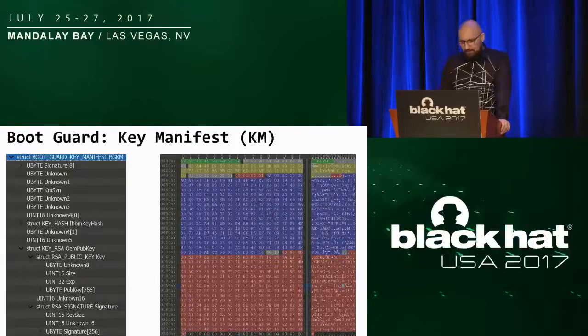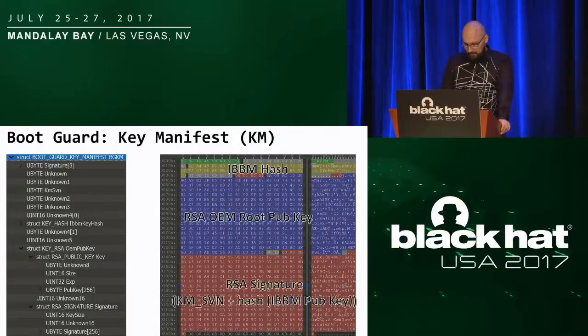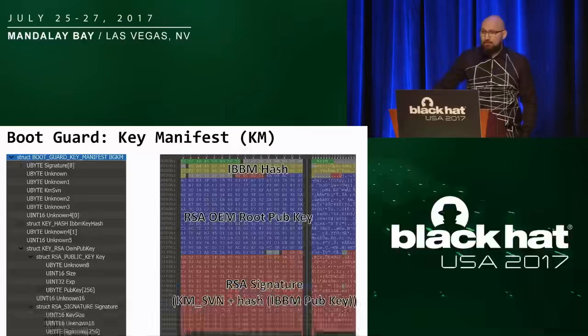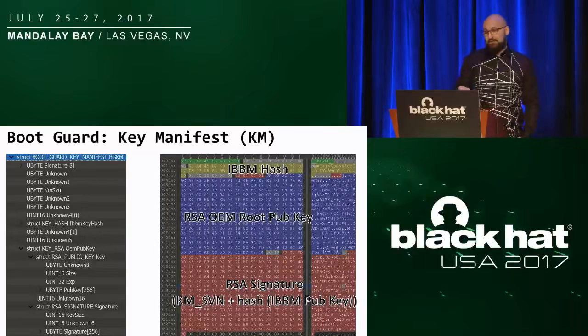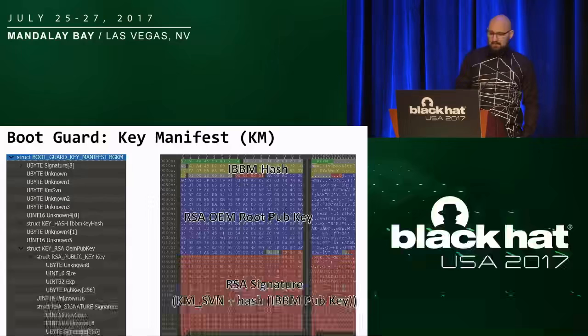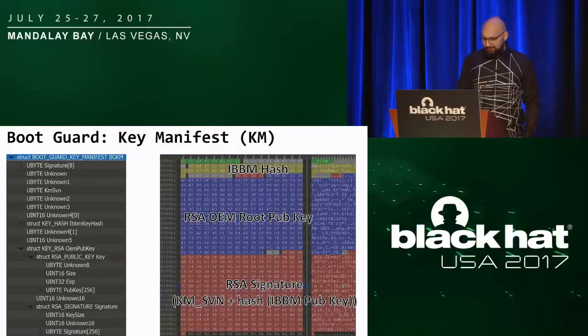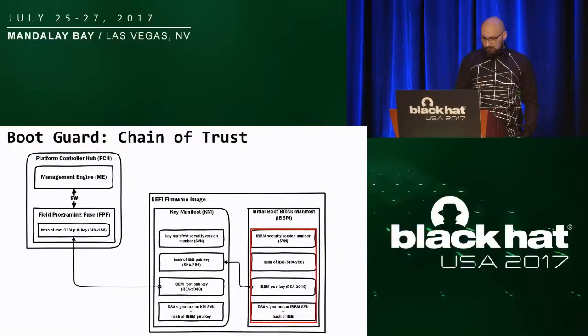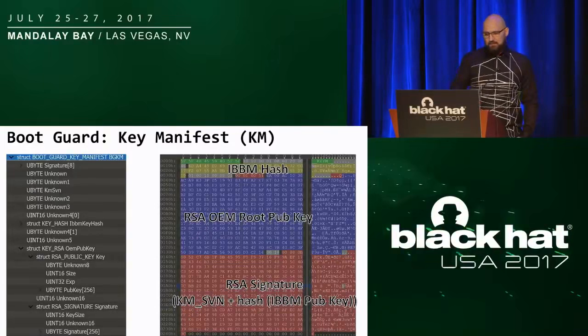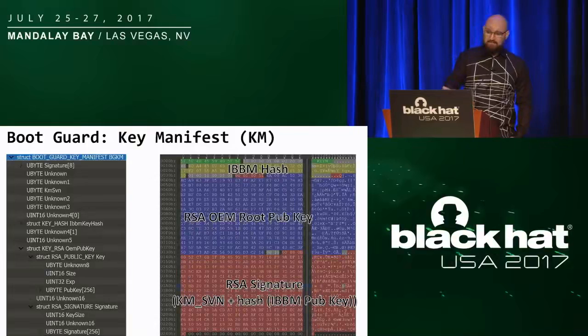Boot Guard actually has the key manifest, which has the IBBM hash, the RSA root public key, and an RSA signature, along with the key manifest security version number. And the security version number is a number which locks this configuration if the fuse is programmed. You can't change this manifest anymore or install another one signed by the same key, because the version number is also signed.